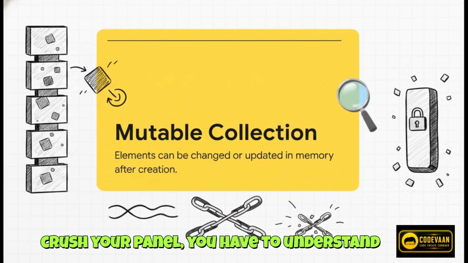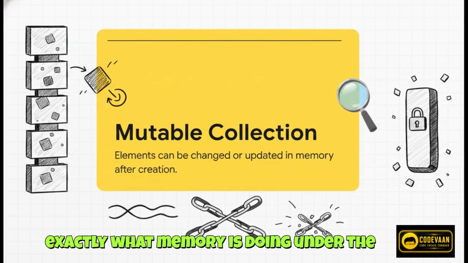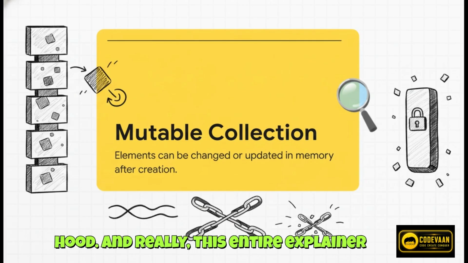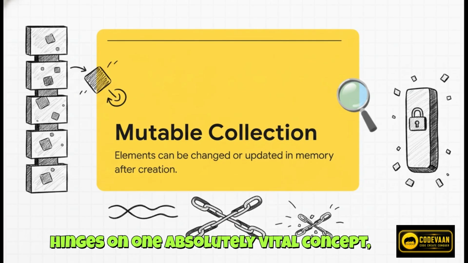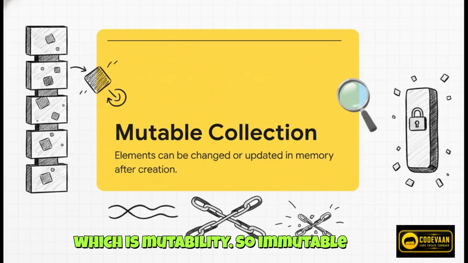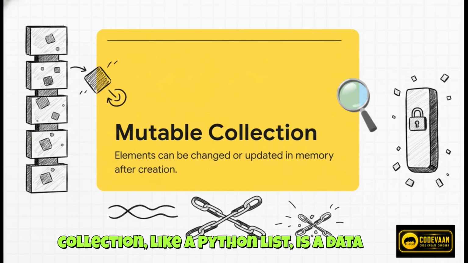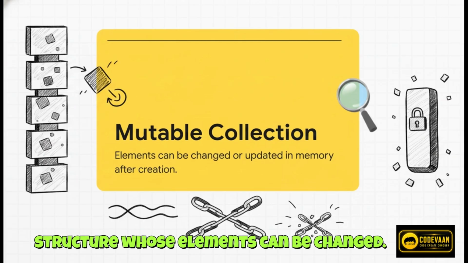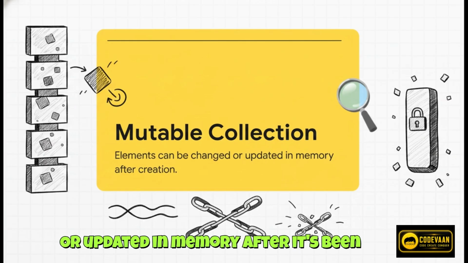To absolutely crush your panel, you have to understand exactly what memory is doing under the hood. And really, this entire explainer hinges on one absolutely vital concept, which is mutability. So a mutable collection, like a Python list, is a data structure whose elements can be changed or updated in memory after it's been created.